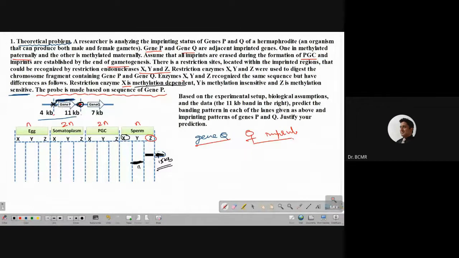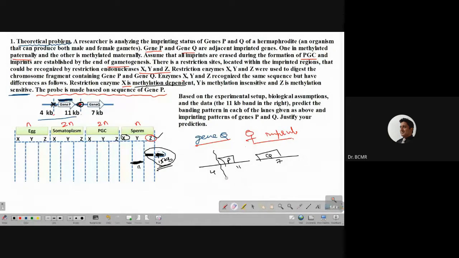If you have a doubt, you can ask. Then I'll try to see if I can explain it differently. Sir, can you repeat the same thing? Okay, let's check this out. We have Q, we have P, and these are the restriction sites. If we had this 11 kb fragment, what does that mean? In sperm, using Z, we got an 11 kb, 15 kb fragment. That is possible only if there was a restriction cut here, isn't it? This is where the cut is made.